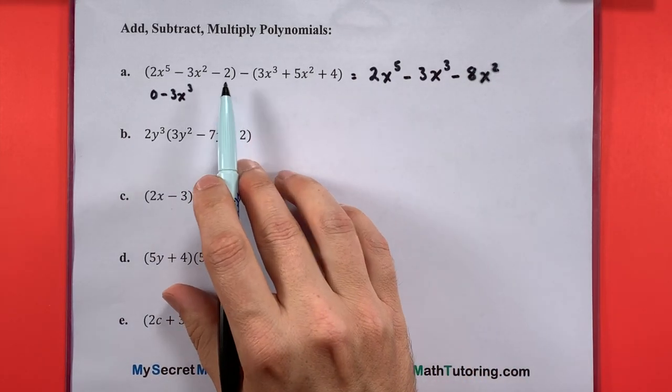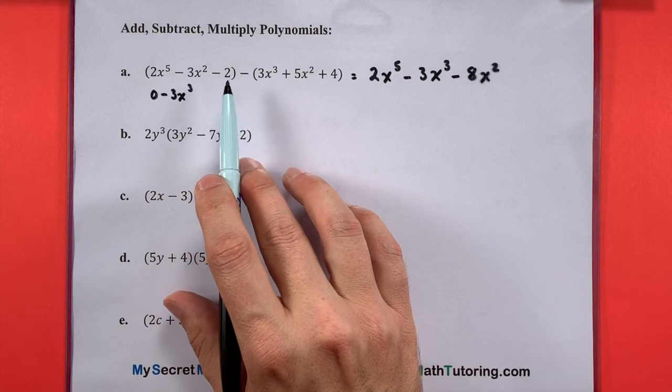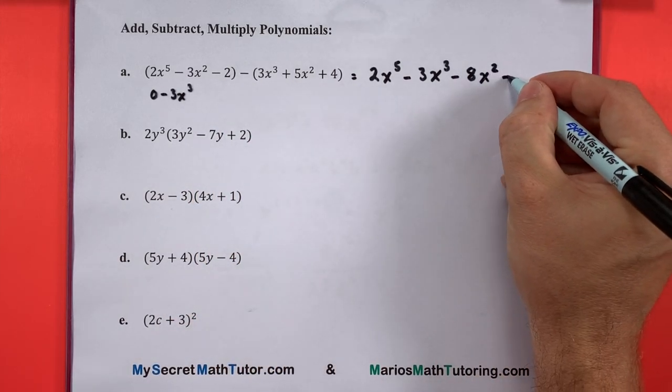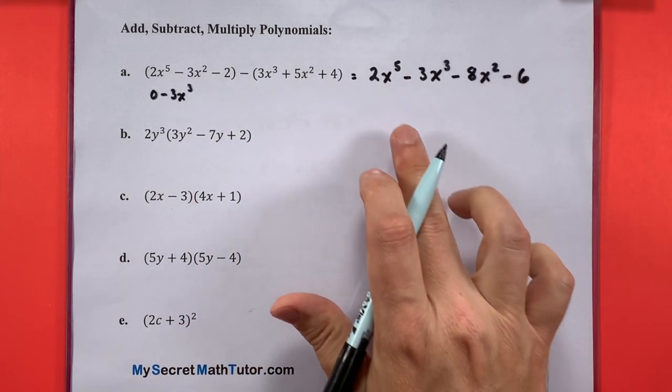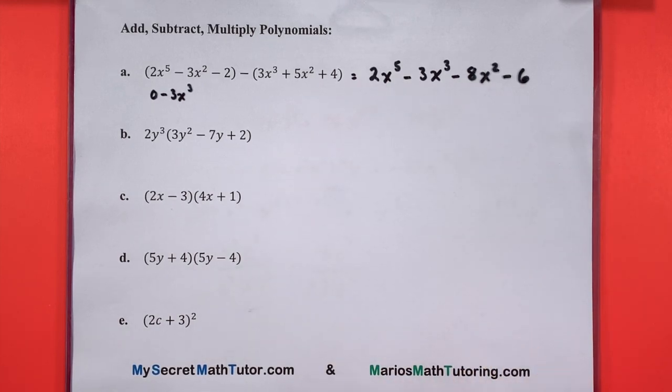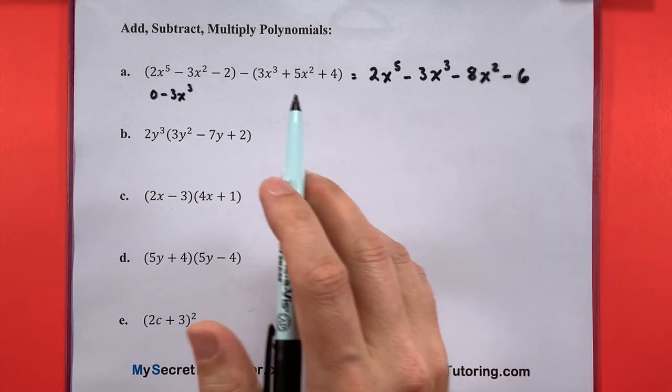All right, and on to our constant terms. Here we have a negative 2 minus 4 for a negative 6. So this would be our combined polynomial. On to the next one.